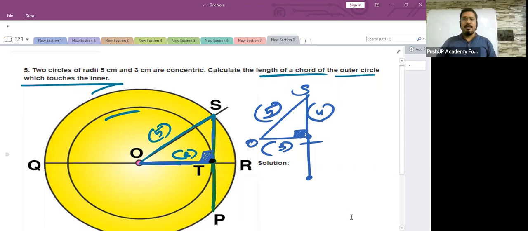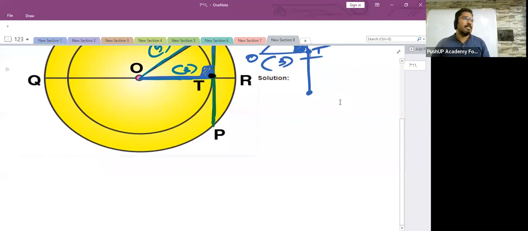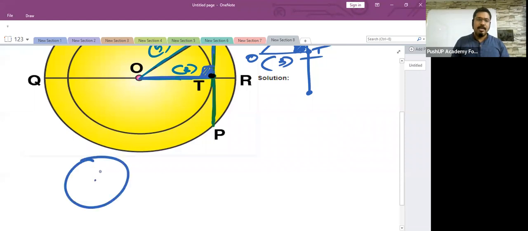All right. Children, did you all understand how I got this 4 centimeter? By applying Pythagoras theorem on triangle OTS, right? Now we have to get the length of SP. For that, I will go back to the property which you learned in class 9.